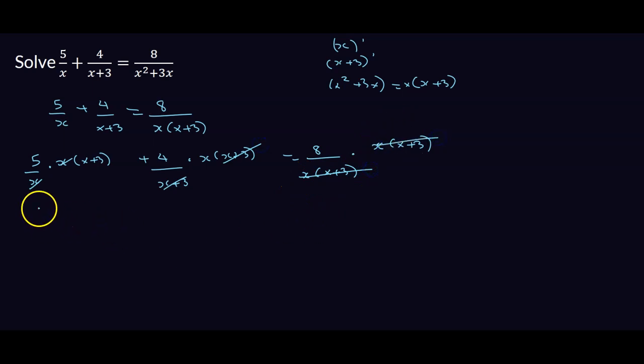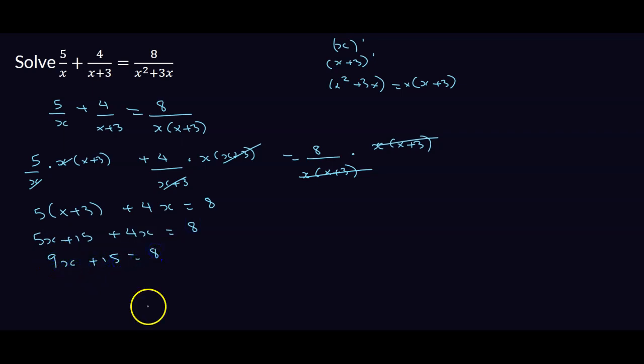So you have 5 multiplied by (x plus 3) plus 4x equal to 8. So we have 5x plus 15 plus 4x equal to 8. So we have 9x plus 15 equal to 8. We subtract 15 from both sides. So we have 9x equal to negative 7. We divide both sides by 9. So x equal to negative 7 over 9.